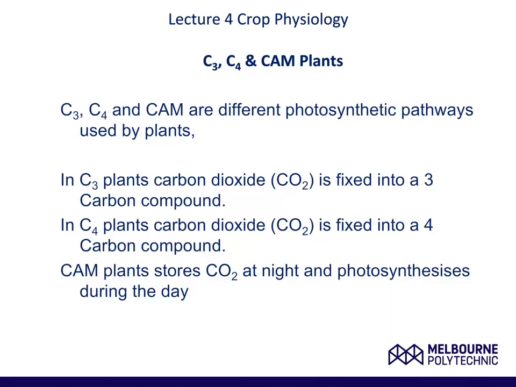While CAM plants undergo a different photosynthetic pathway. That is, they store carbon dioxide at night and only do the light requiring reaction of photosynthesis during the day. To put it simply, they compartmentalize photosynthesis, and they do this to save water and energy, and usually the CAM plants are quite extreme. For example, cactuses are CAM plants.